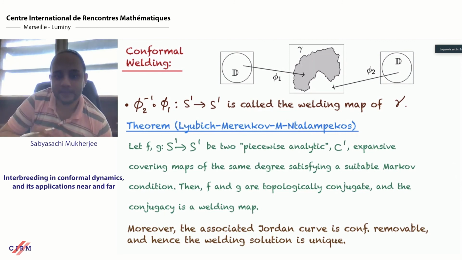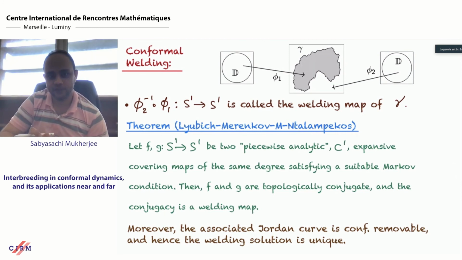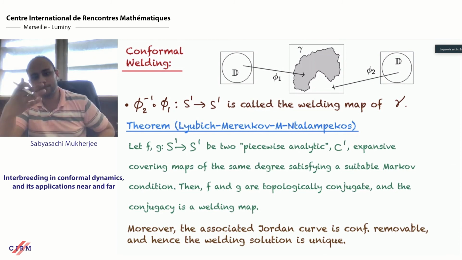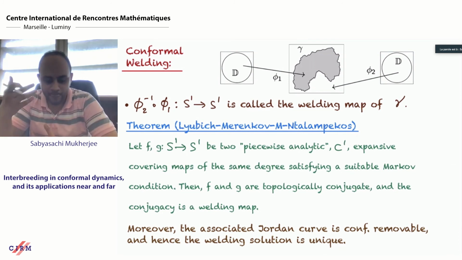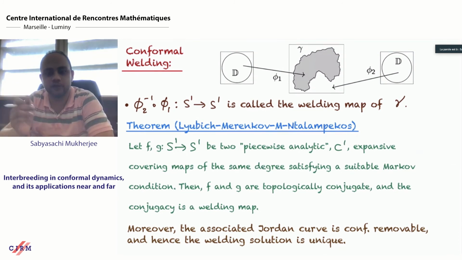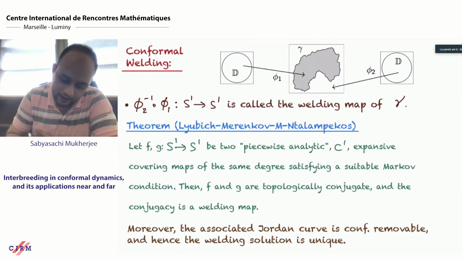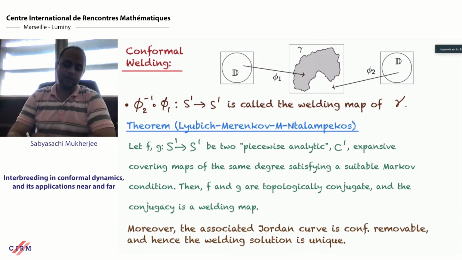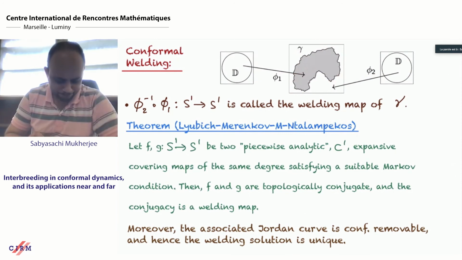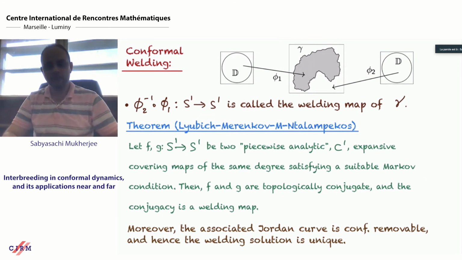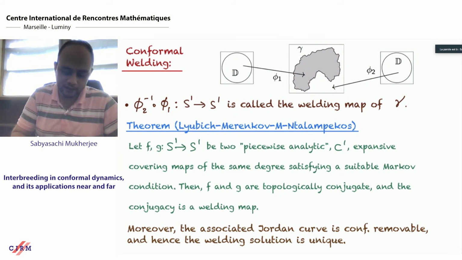However, dynamics tells you that these are welding maps. The Schwarz reflection map produces a Jordan curve, namely the limit set, which is the solution of the welding problem. So maybe let me just say what a welding map is. If you take a Jordan curve in the plane, the external and the internal uniformizations, Riemann maps of the interior and the exterior, differ by some homeomorphism of the circle, and this is what is called a welding map corresponding to this Jordan curve gamma.